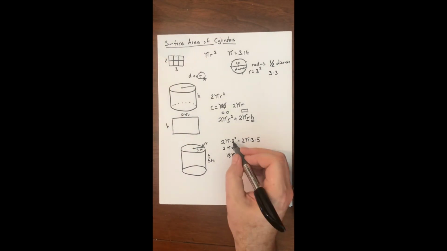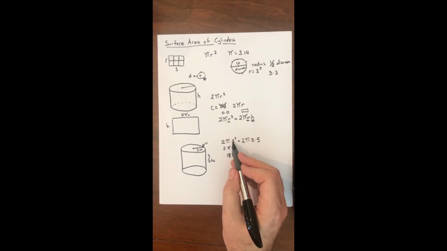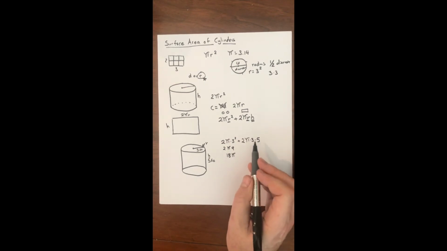Does that make sense? I squared this. I have to do this first. I don't want to do 2 times 3 and get 6 and then square it, because then I'm going to get 36. And this is the correct number. So square it first, get the 9, double it, leave it. Now I'll do the other side.